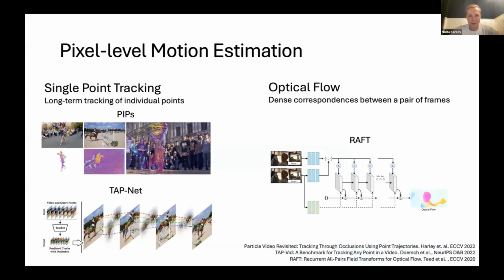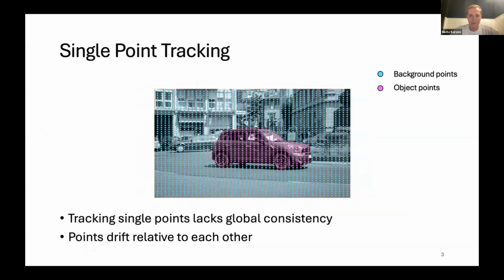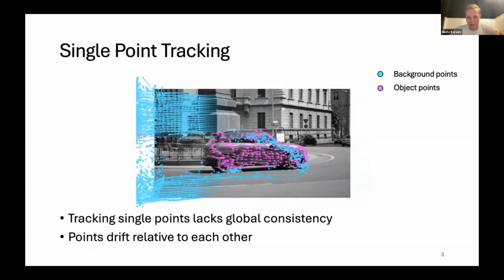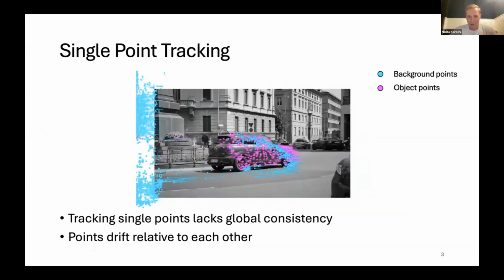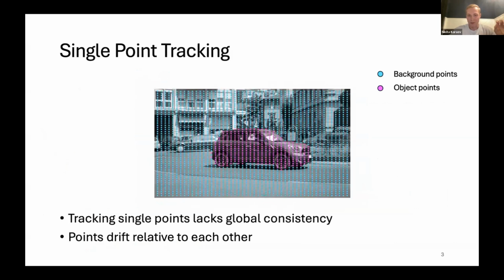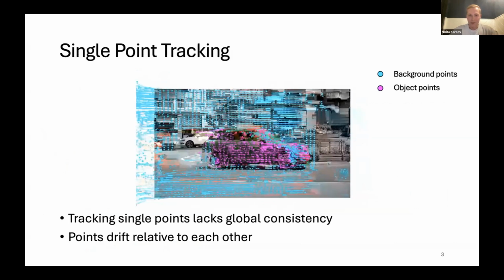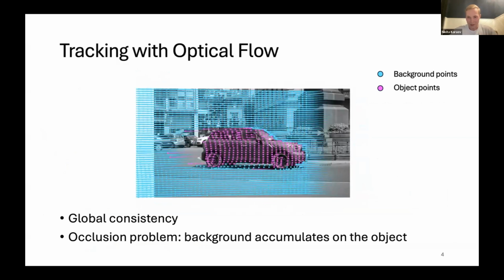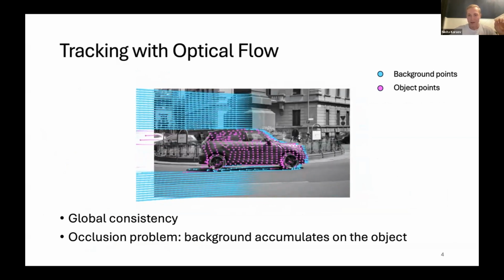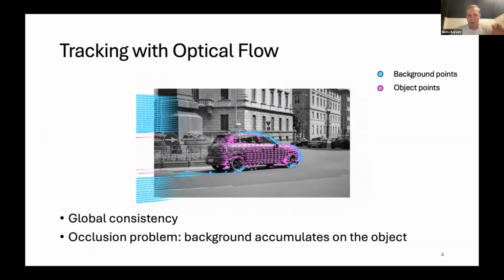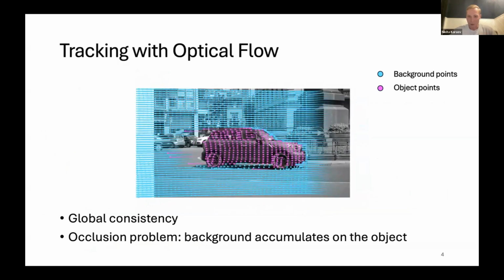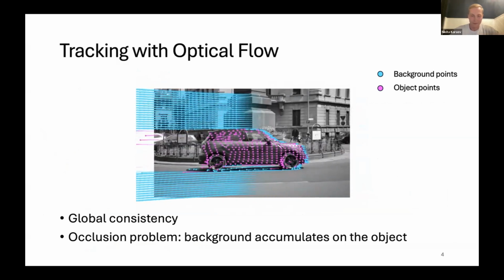So let's look at predictions of a single point tracker. We can see that its predictions are not very globally consistent, and that's a problem of such trackers, so that points just drift relative to each other. Then, if we look at the predictions of an optical flow method, such as RAFT, we can see that predictions are globally consistent, but on the other hand, it cannot deal well with occlusions, so that points just get accumulated on the front of the car. And those are background points, so it should not be happening.